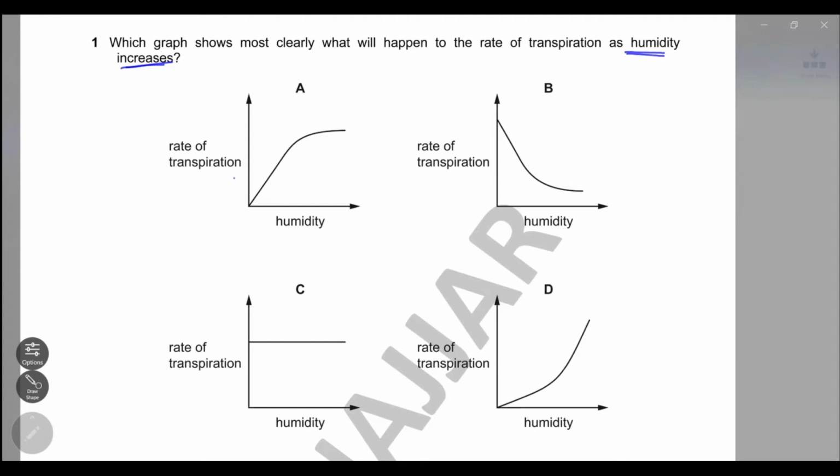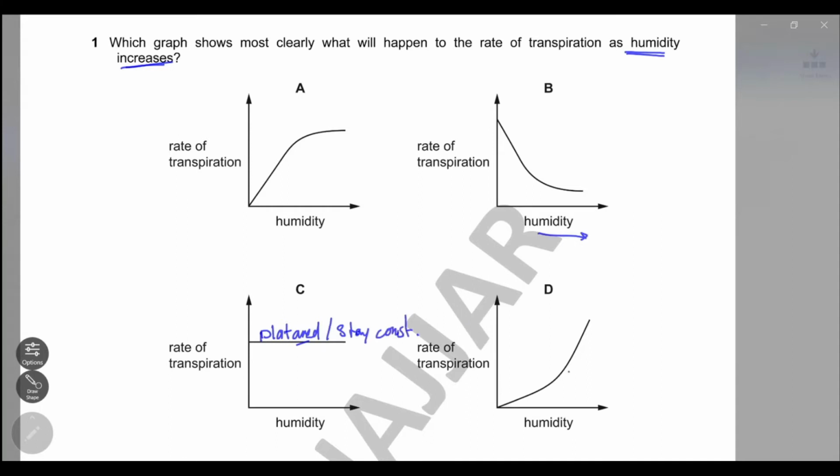In A, the rate of transpiration increases when the humidity increases. B, the rate of transpiration decreases when the humidity increases. C, the rate of transpiration will not change. This means plateaued or stationary, or stays constant.